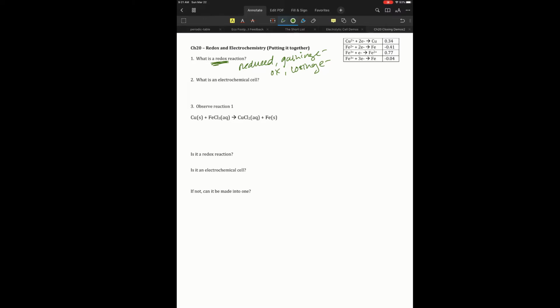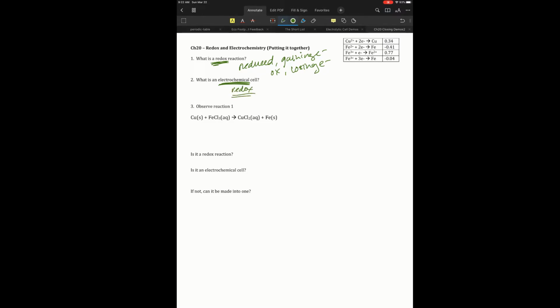Now, all year, we've been talking about it happening in one pot, wherein we put a piece of metal in an aqueous metal chloride solution or something like that, and then the reaction happens in there, on the surface of the metal. But we can take that concept and now turn it into an electrochemical cell. What's the difference in an electrochemical cell?